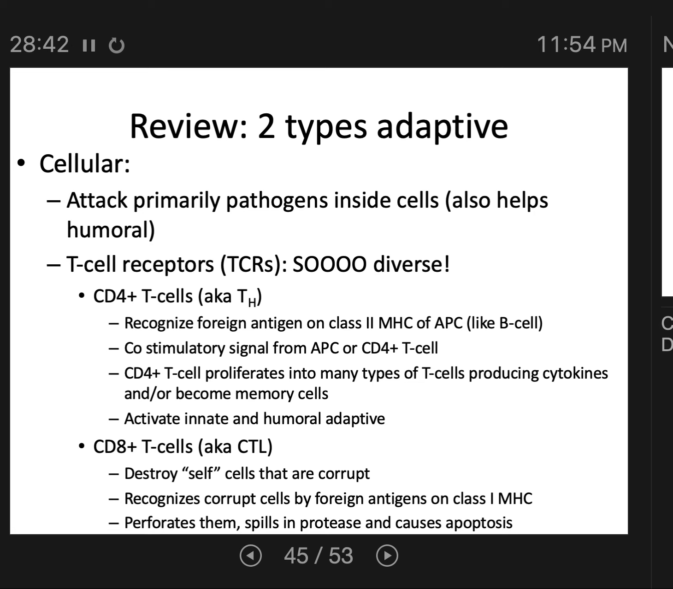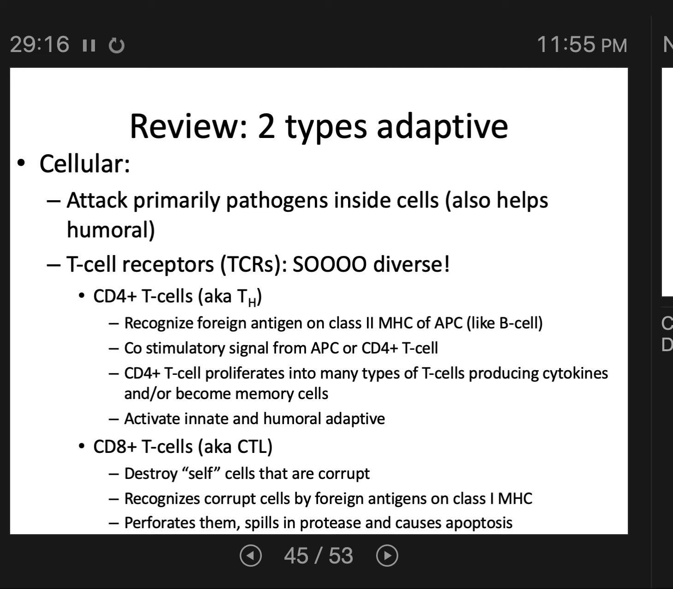So what they do is they recognize a foreign antigen that's presented on class II MHCs on antigen presenting cells like B cells. And then they release a co-stimulatory signal to stimulate the antigen presenting cell, and then they also become stimulated. The helper T cell then proliferates into many types of T cells, and each different kind of T cell produces its own cytokine, which activates its own branch of the immune system. And some of the daughter cells also become those long-lived memory cells that will sit in your body lying in wait in case that pathogen ever dares to come back.